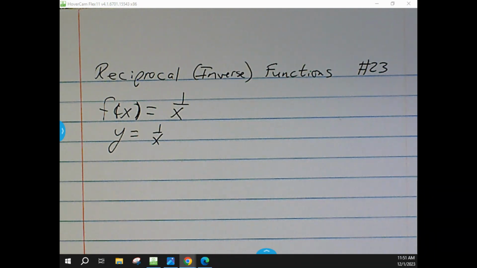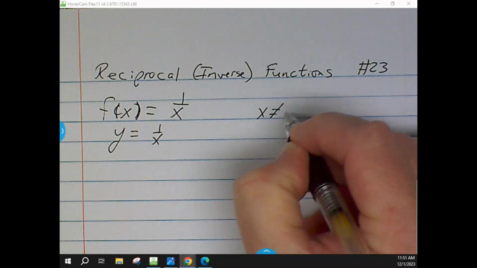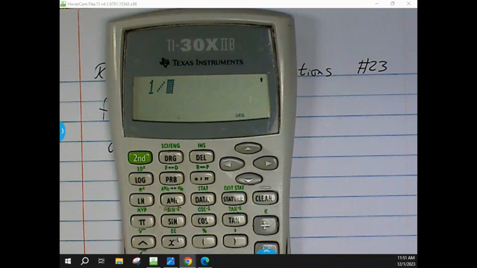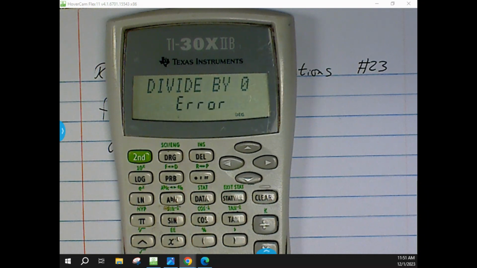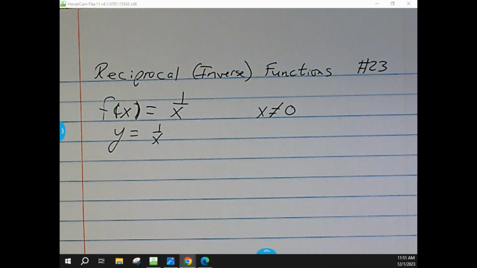Now, the one big thing on this one is that your x value cannot equal 0. Because if your x value is 0 and you plugged in 1 divided by 0, you get the nice error message, which means it's not possible. So for these, you cannot plug in 0 to get an answer, which means there's a glitch in this graph at 0, because there's a number that doesn't exist for this thing.